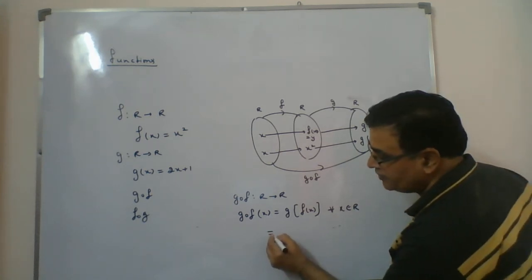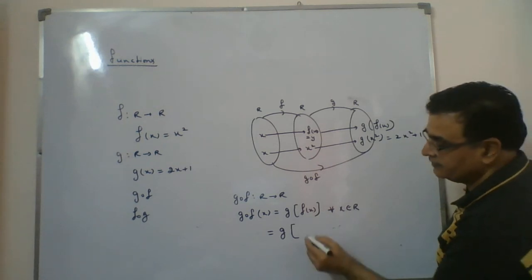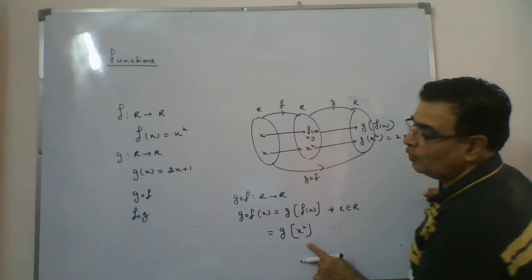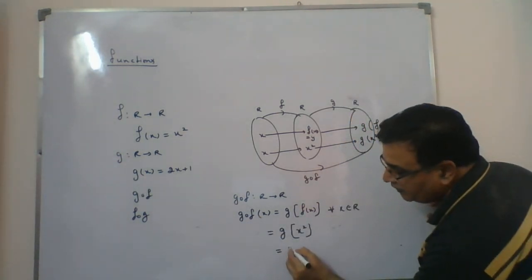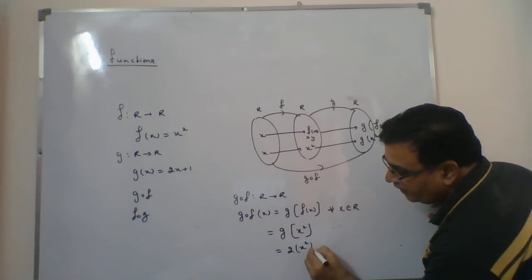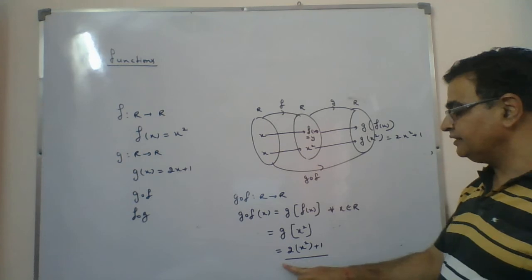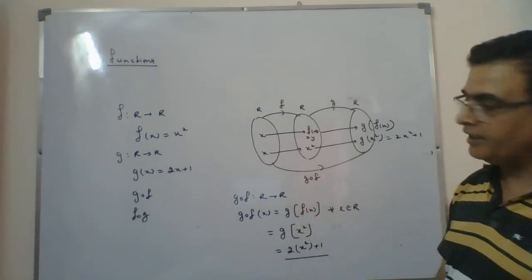Now, have we solved it? Just check here. What is f(x)? f(x) is x square this time, and then g of x square. x square means here it comes out to be 2 times x square plus 1. So I got it. g of f(x) is 2x square plus 1, going from R to R. This is the first result we have.